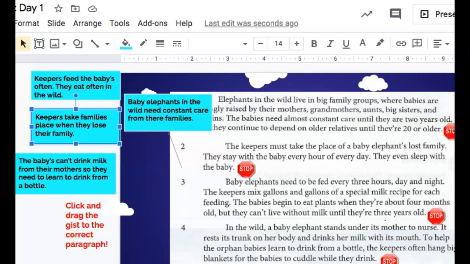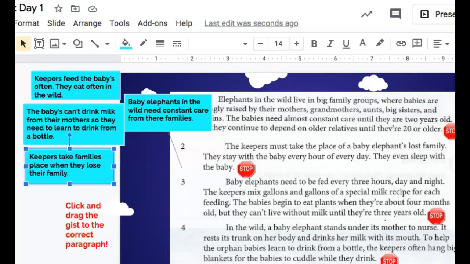Okay, let's read paragraph 2 now. The keepers must take the place of a baby elephant's lost family. They stay with the baby every hour of every day. They even sleep with the baby. So now let's think, what did the author want me to learn from that paragraph?